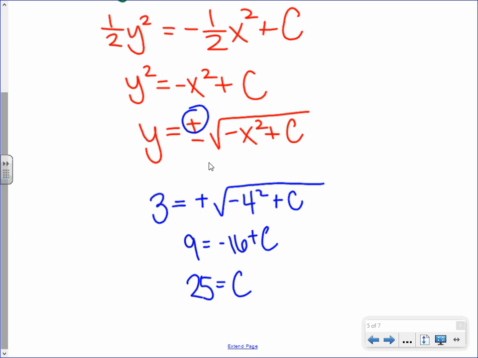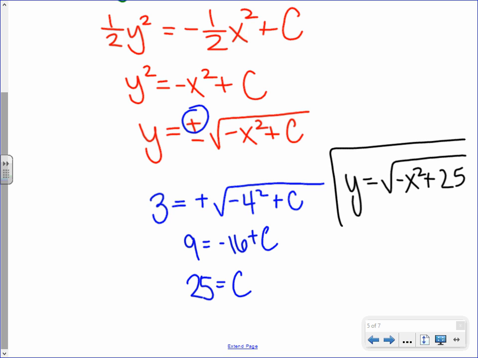No matter where you plugged in the 3 and the 4, you would still get to the particular solution of y equals positive radical negative x squared plus 25. No matter where you plugged in that 3 and 4, you would still get to that same particular solution. But if you plugged in right away, you wouldn't get 25 for your c initially, but then it would reduce after this.